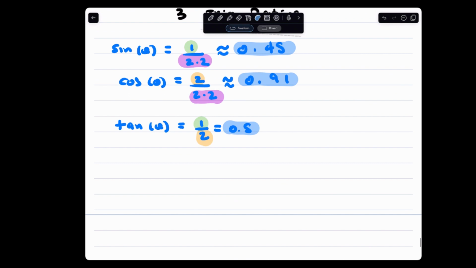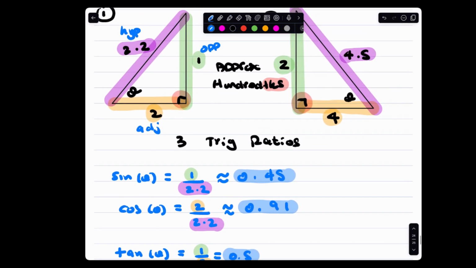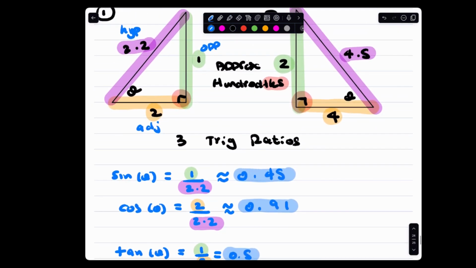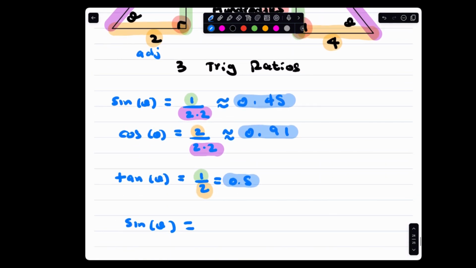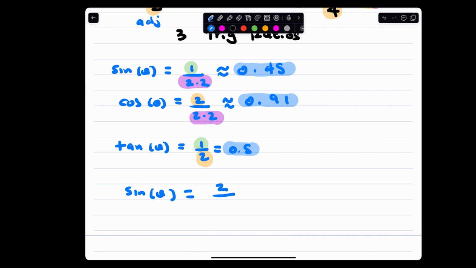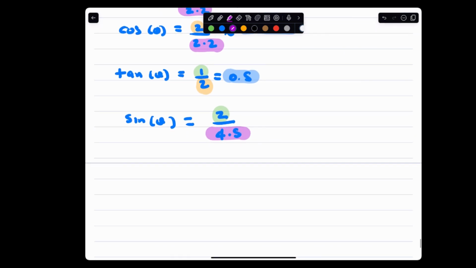All right, now we're going to go through the 3 trig ratios here. Sine theta, ladies and gentlemen. You say, what is sine going to be? You guys know what sine is? And what's that going to be? 2 over 4.5. Outstanding. Opposite over what? The hypotenuse. Good. Okay. All right.